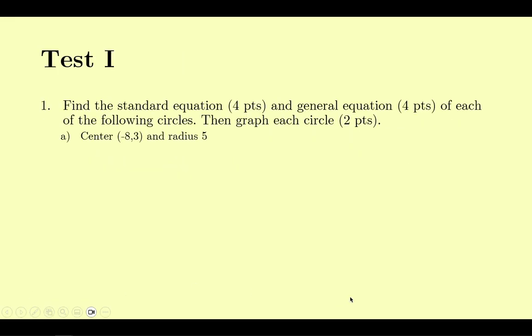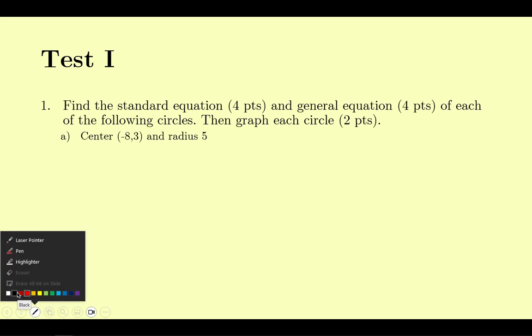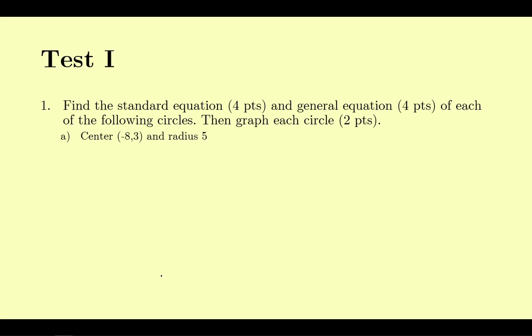So the first one, find a standard equation and general equation of each of the following circles, then graph each circle. So the given is center of -8 and 3 and radius of 5. We will just follow the formula of the circle, which is quantity x minus h squared plus quantity y minus k squared is equal to r squared. Ilagay lang yung mga given.